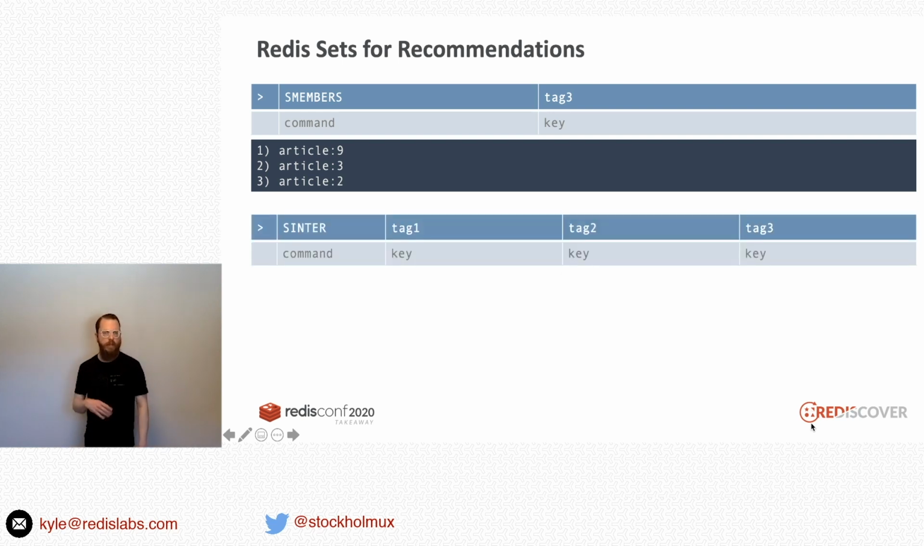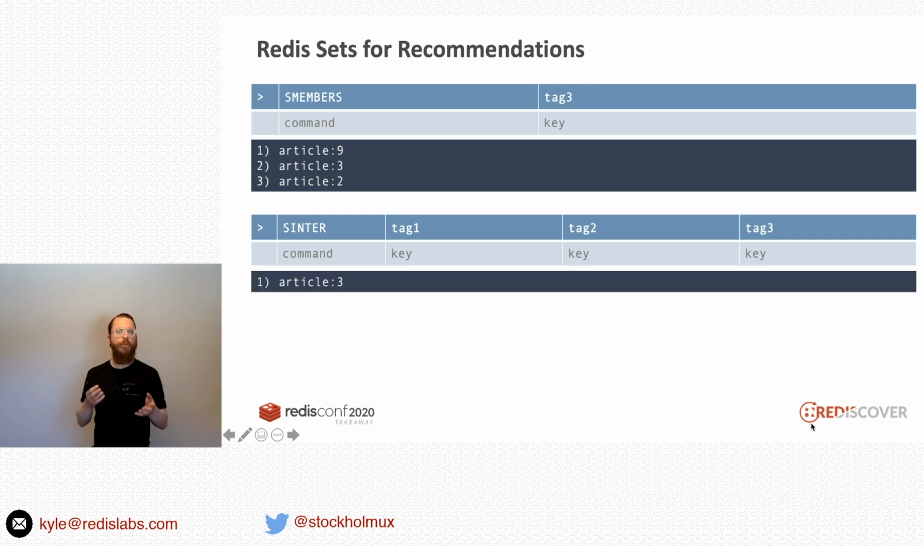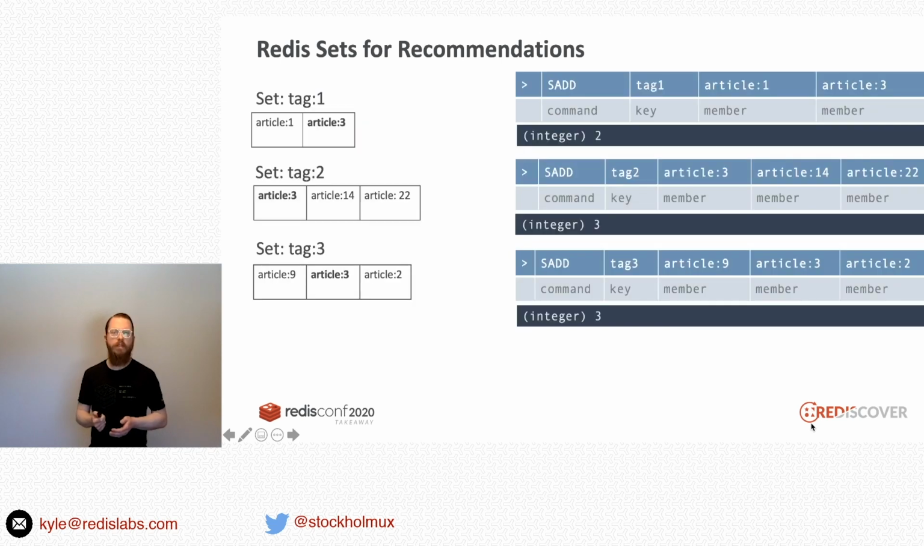So now let's look at a different thing. This is SINTER. SINTER does a set intersection between 3 different keys. So we have tag1, tag2, and tag3. And this will tell us what the commonalities, the intersection between those 3 keys are. In this case, we're looking at what is the common article in these 3 tags. We can see that article 3 is. And if we back up a little bit, we can see those are the bolded ones we had here.